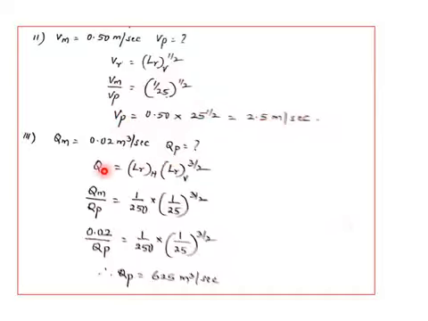Similarly, the discharge ratio is LRH into LRV to the power of 3 by 2. So what is the discharge ratio? QM by QP. So the discharge in the prototype can be determined, since the discharge in the model is given as 0.02 meter cube per second. LRH has to be substituted as 1 is to 250, LRV is 1 is to 25. So we'll get the discharge in the prototype, which is 625 meter cube per second.